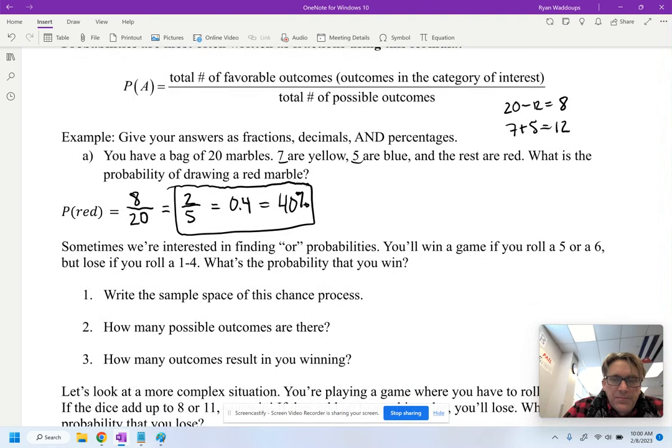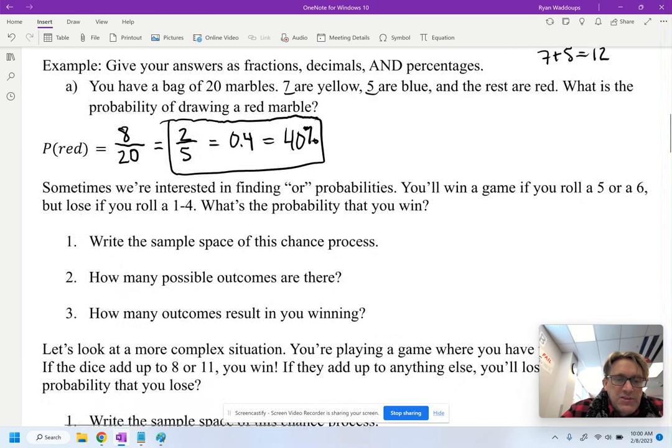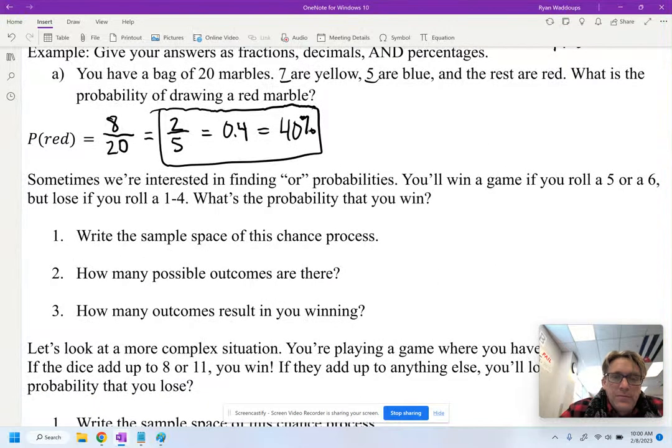Sometimes we're interested in finding OR probabilities. You'll win a game if you roll a 5 or a 6, but lose if you roll a 1 through 4. What's the probability that you win? So it says write the sample space of this chance process. You're rolling a die. You have six possibilities: 1, 2, 3, 4, 5, or 6, which is a total of 6 possibilities.